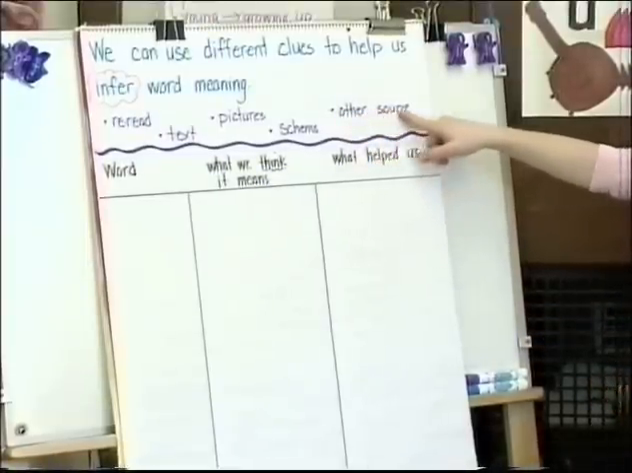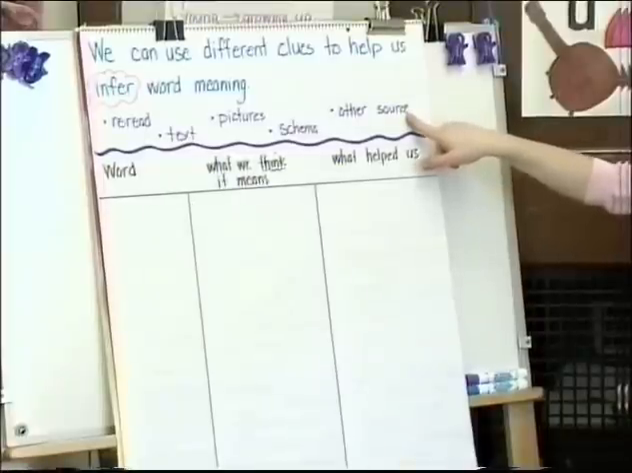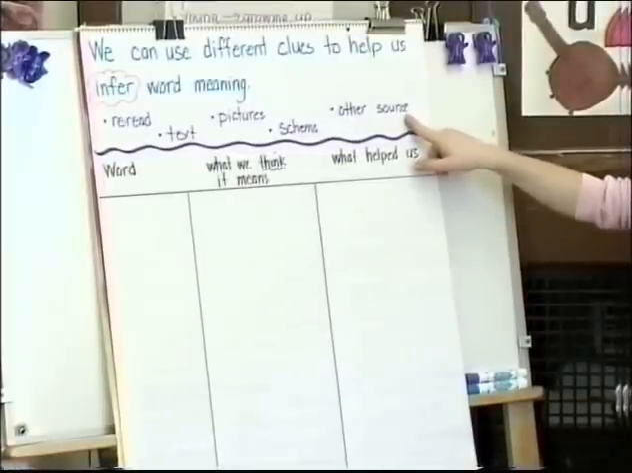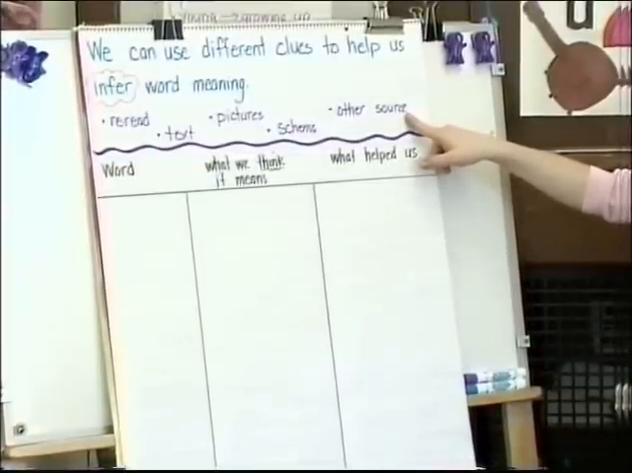We can also use another source. Sometimes we have to think about another book. Sometimes we can ask someone that knows. Sometimes we can check in the dictionary. Or you could use your imagination.